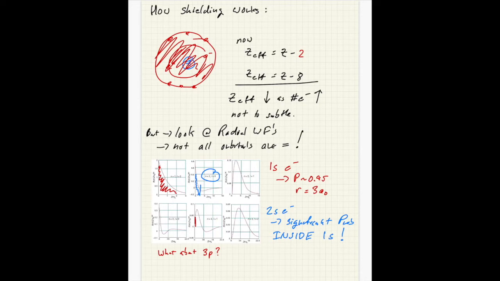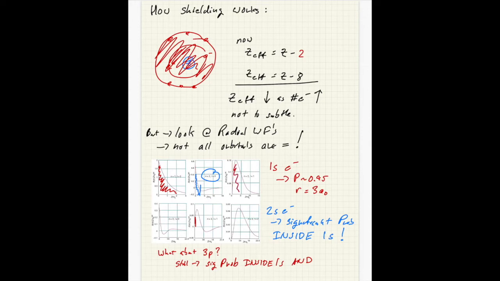Now, when you look at these plots, be very careful. Make sure you pay attention to the x-axis, as you'll see there are some changes in the scale. Okay, so let's look at a 3p electron here. With the 3p electron, you can see that there is still an appreciable probability inside the 1s, but you can tell it is far smaller.